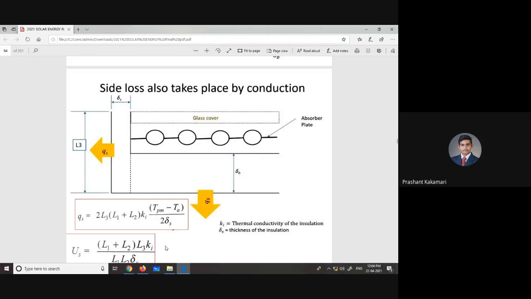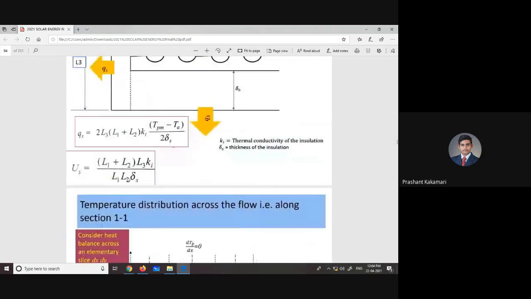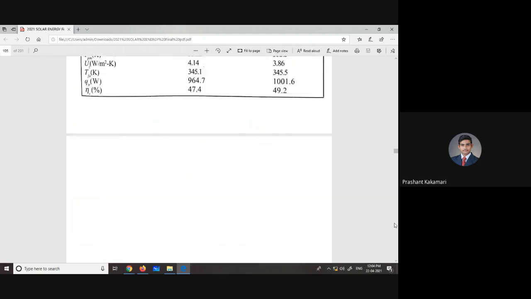After substituting and simplifying, effectively the side loss coefficient can be written as (L1 plus L2) into L3 Ki divided by L1 L2 into delta S. So in this equation, there is no need for the temperature difference. Using this equation, one can substitute the thickness of the side insulation, length of the collector plate, width of the cover plate, and height of the cover plate. Similarly, in this problem, they have taken this equation and substituted all the values.